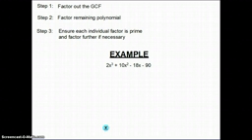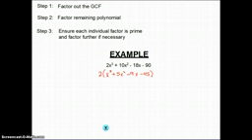For example, step 1, in this polynomial below, I am going to factor out the greatest common factor. I see a 2 in common between all four terms, so I factor out that 2, leaving me with x to the third plus 5x squared minus 9x minus 45.